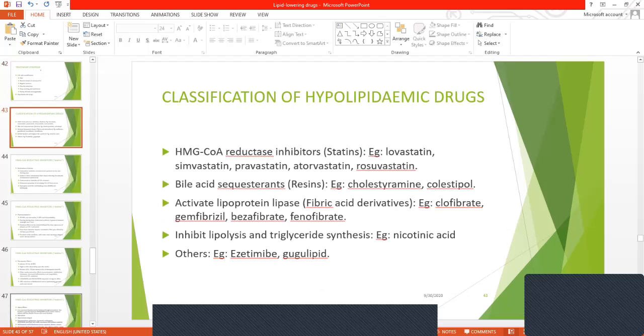So if we combine the fibric acid derivatives and the bile acid binding resins, this combination is sometimes useful in treating patients with familial hyperlipidemia who are intolerant of niacin or statins. However, this may increase the risk of cholelithiasis. Okay, if we combine HMG CoA reductase inhibitors and bile acid binding resins, this combination is useful in the treatment of familial hypercholesterolemia, but may not control VLDL. Statins should be given 1 hour before or 2 hours after resins.